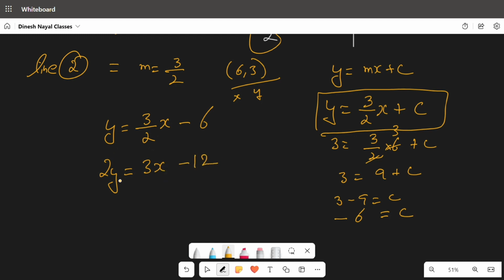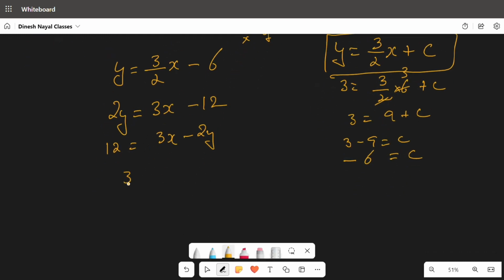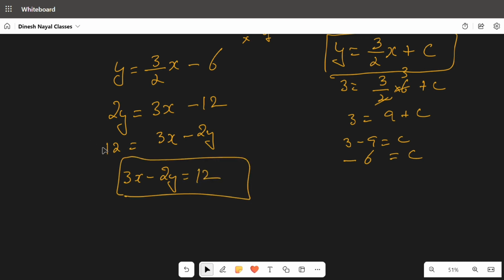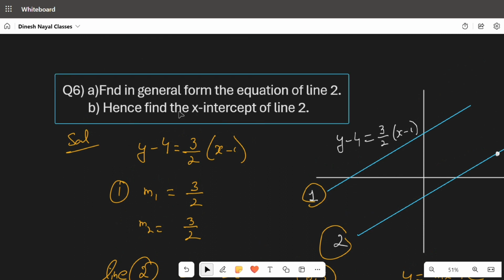So first of all, you take 2y to that side and minus 12 to this side. So that will become plus 12 equals 3x, and 2y will become minus 2y. So now you can interchange the sides. So this will be 3x minus 2y equals 12. So this is the answer for the second part, where we have to find the equation of the line in the general form.